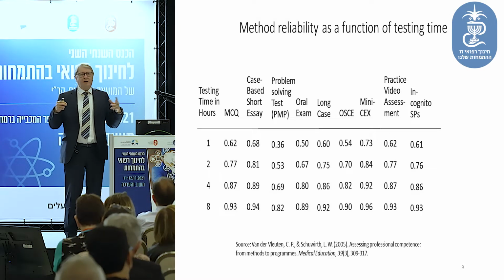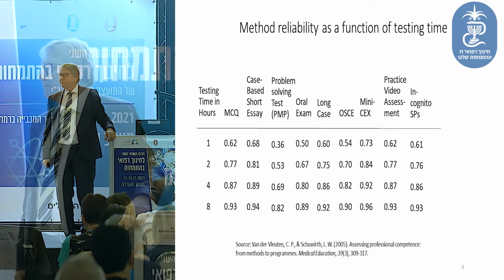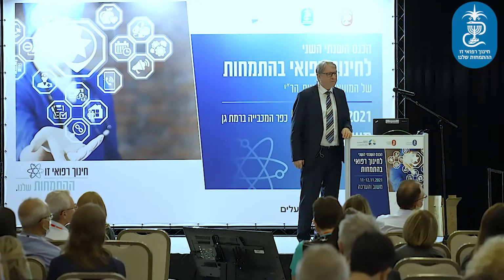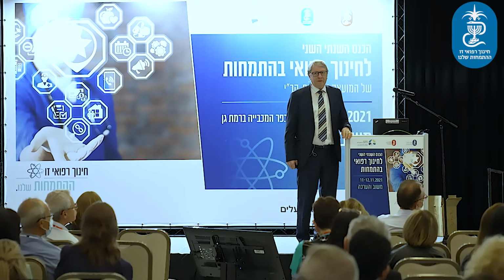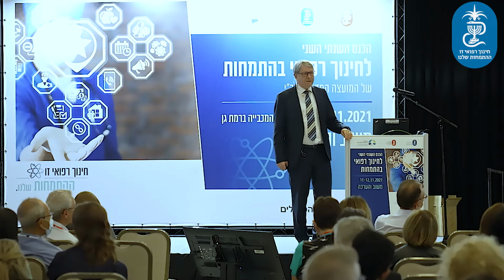So if I say that a reliability of 0.80 would be the minimum, what will be your conclusion in relation to this table? Yeah, you need long testing time before you can come up with a reliable score. In other words, most of our exams in educational practice are not very reliable. You have to be very careful with making heavy decisions based on a single measurement.